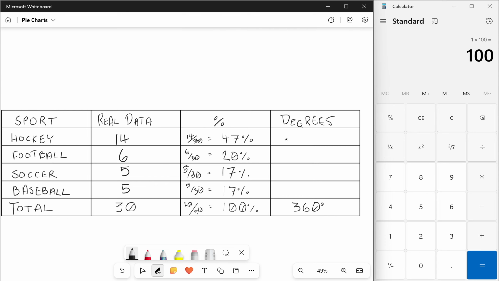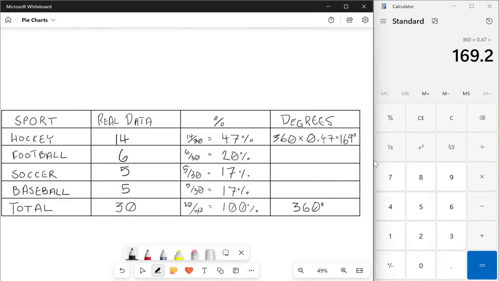And to do that, we multiply the whole number, 360, by the decimal version of the percent. So what's the decimal version of 47%? Well, we remember from our previous lessons, the decimal version of 47% is 0.47. That is going to give us 47%, or 14 out of 30, in degrees. So what is 47% of 360? I'm going to do it on my calculator. 360 times 0.47. 169.2. I'm going to round that to the nearest whole.